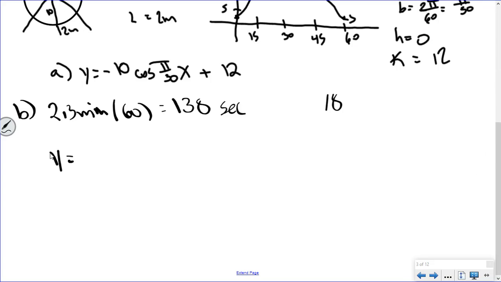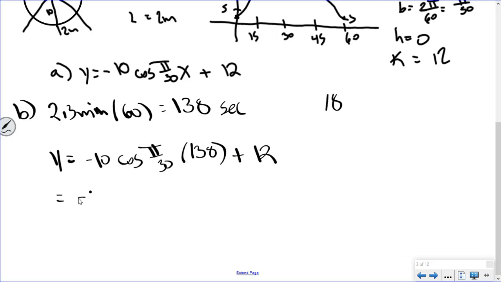So if we take our y equals negative 10 cosine of pi over 30 times, well, I'll use the 138 just so we see, plus 12, right? So that's going to be negative 10 cosine of, actually, you know what? I'm not going to use the 138, to make the mental math a little bit easier here, because we want to simplify this fraction as much as we can. So this is 3 pi over 5 plus 12.